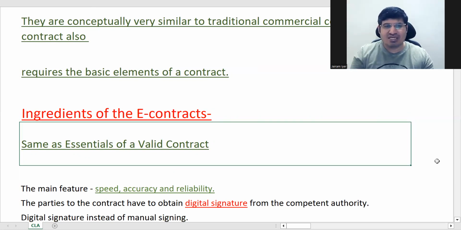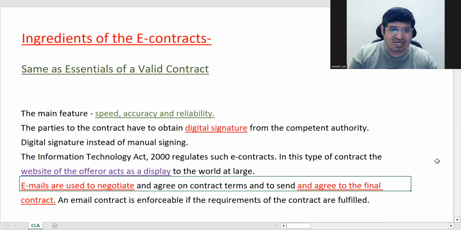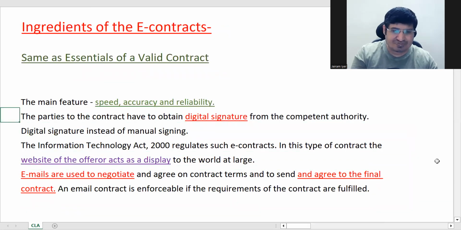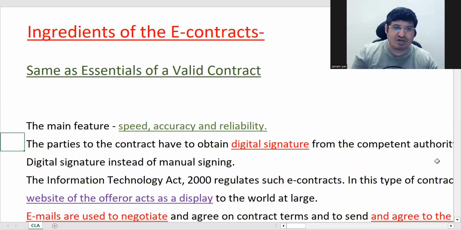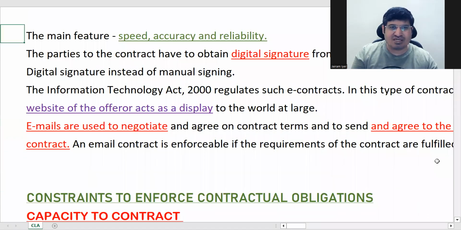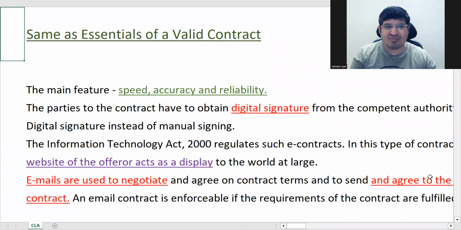So an e-contract is a contract only. You are just doing it through software. That's all. The position of offer, acceptance, and consideration does not change. So what is the main feature of an e-contract? The main feature is speed, accuracy, and reliability, and you have to obtain a digital signature.